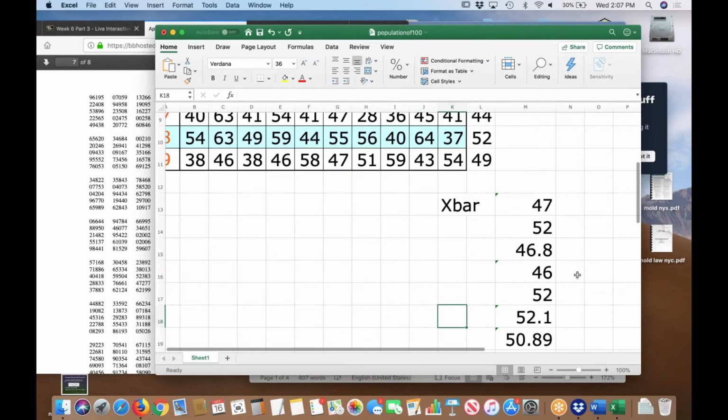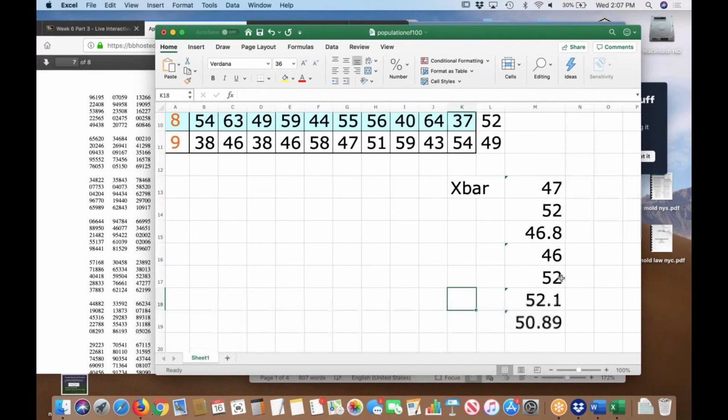We don't see any 67s in here. We don't see any 32s, because when you average them, it's only possible to get so many low numbers, right? Or so many high numbers. So in effect, by taking a sample, you mitigate some of the variability in the values themselves. So each one of these is an X bar that we've calculated.